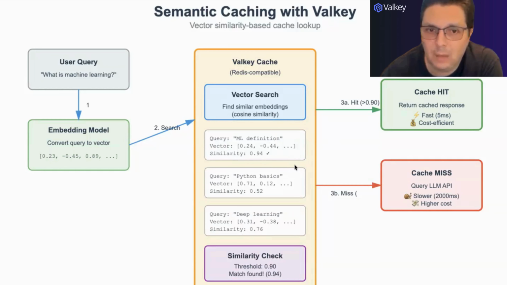So if we didn't have this ML definition, and if we were to lower similarity threshold to, let's say, 0.75, we would then match on deep learning because its vector is 0.76 similar to our input vector. And then we could use a corresponding cache for deep learning. However, if we didn't have deep learning, and we were to lower similarity threshold to even more, to 0.50, then we would find Python basics. And we can easily see how Python basics is just not that similar compared to the what is machine learning input.